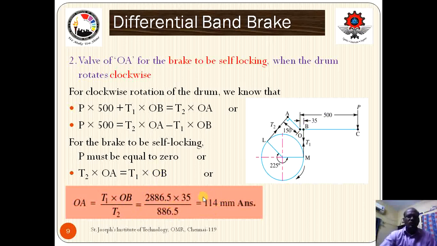Now OA is 114. So instead of 150, if you keep the OA value reduced to 114 for the anti-clockwise direction of the drum, your band brake will automatically lock without applying P. So this is the condition for self-locking. Okay, thank you.